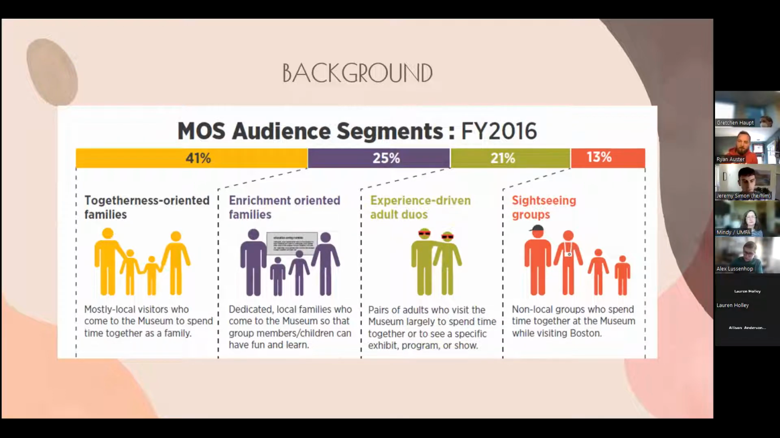And internally, this was kind of a beloved analysis. It was really useful to think about visitors to the museum in these 4 categories that came out of the analysis. They called them togetherness-oriented families, enrichment-oriented families, experience-driven adult duos, and sightseeing groups. Obviously, there are these cool graphics that went with it. It's just nice and helpful to have these 4 groups, the 4 types of people who are coming to the museum.